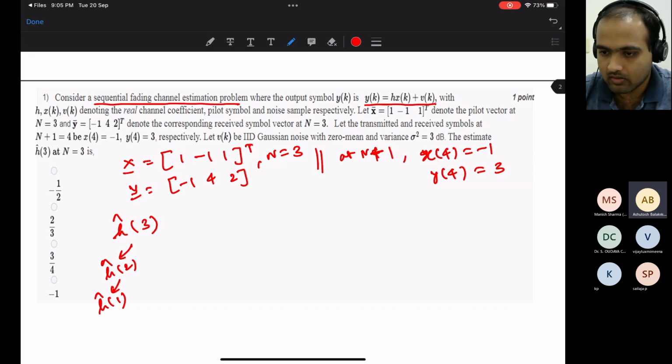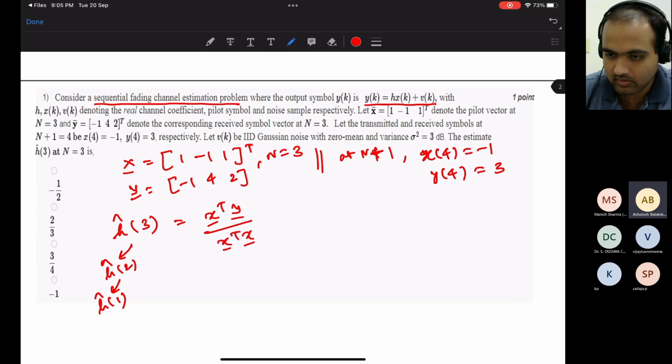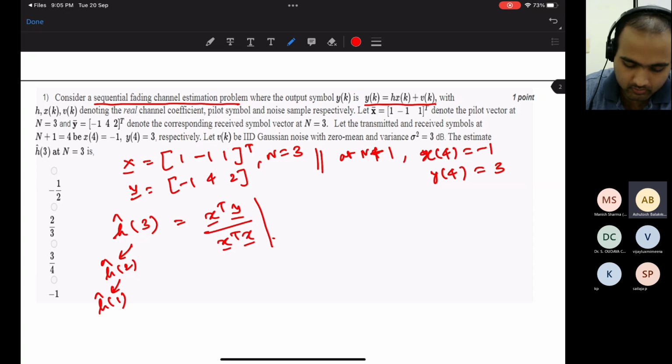Since for the first part of the question we don't have h hat 1 and h hat 2, we are going to apply the standard procedure, that is x transpose y divided by x transpose x. This was our estimate, and this will be up to n equal to 3.